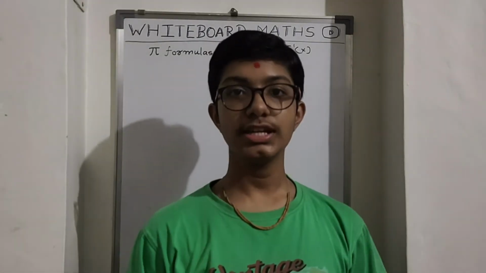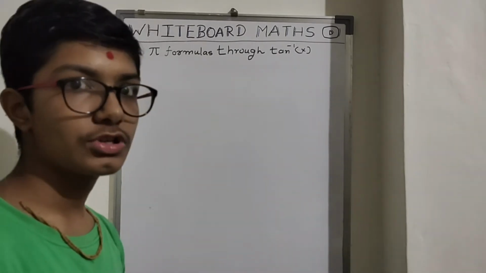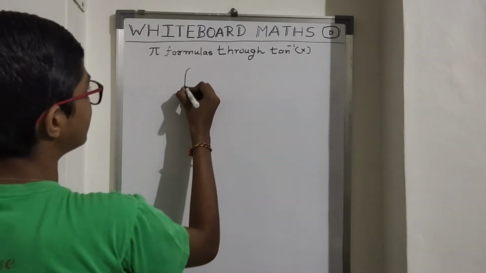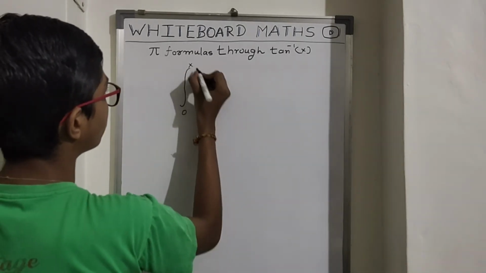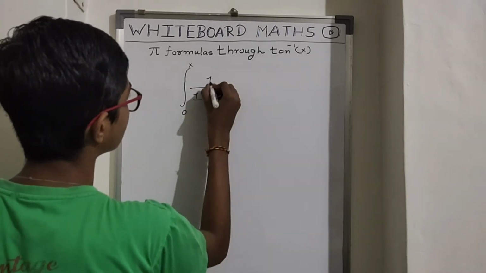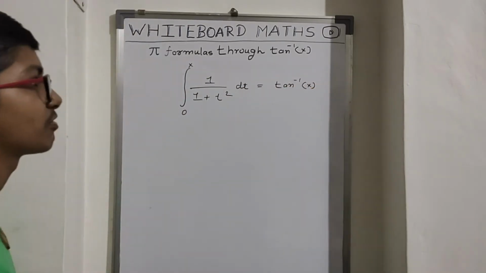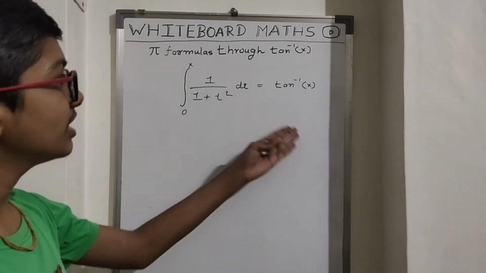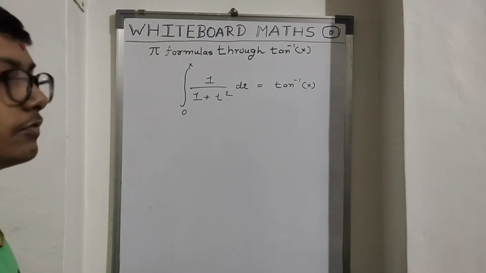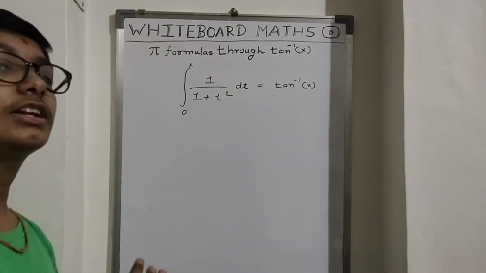Hello guys, today we are going to derive pi formulas through the inverse tangent function, and we will do it through the integral representation of the inverse tangent function. So this is the integral representation of the inverse tangent function. We would now transform this integral into an infinite series.